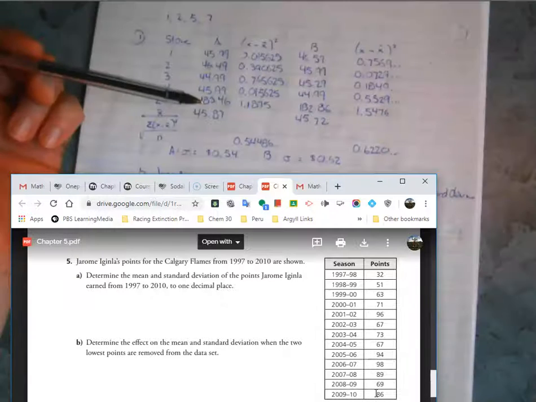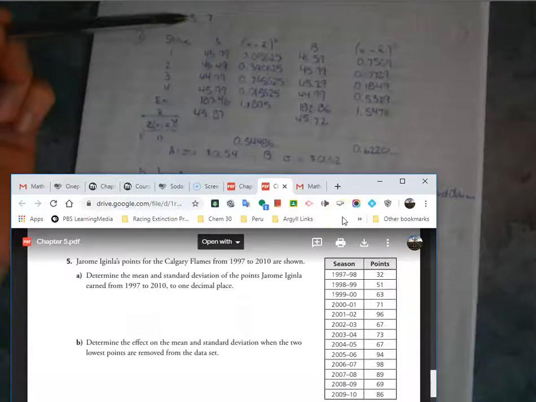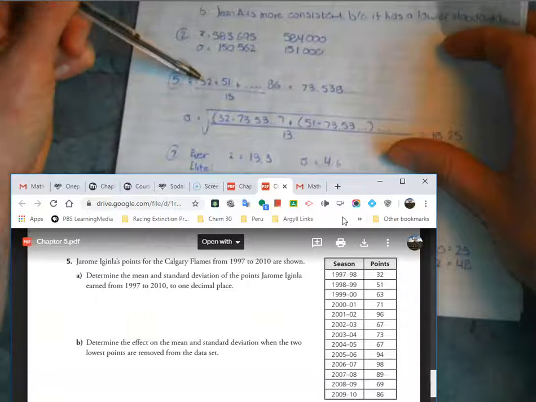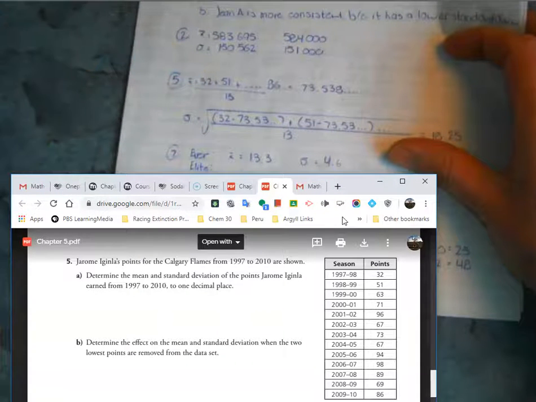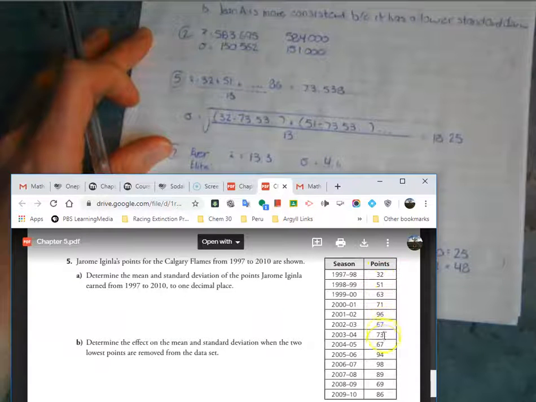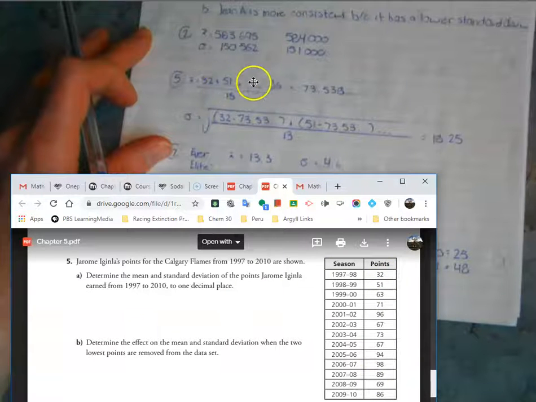If you want to be able to do this manually, in order to solve for the mean, you're going to add all the points together, like 32, 51, 63, 71. Then you divide it by the total number of points. You can see on my calculations, there's 13 rows of data. So we divide the sum of all those values by 13, which gives us an average of 73.5.